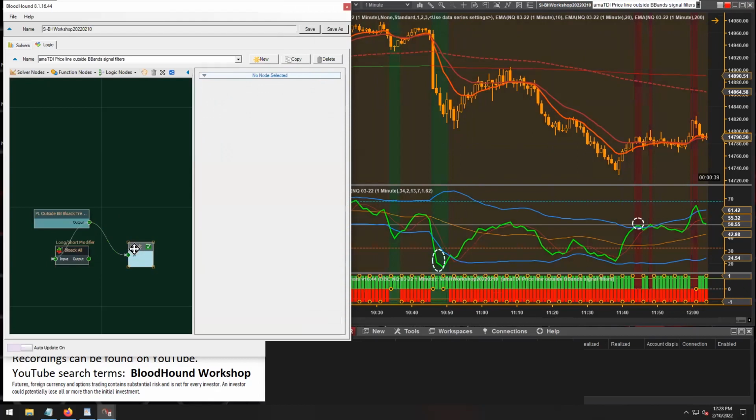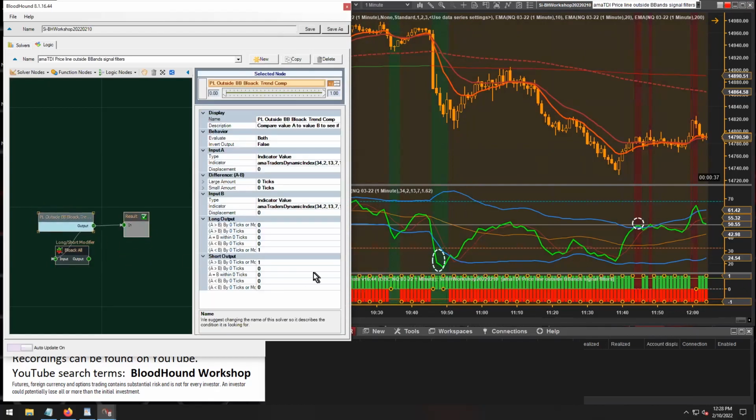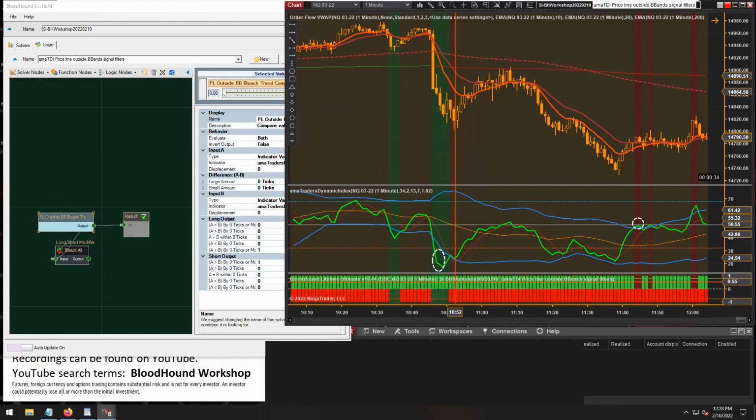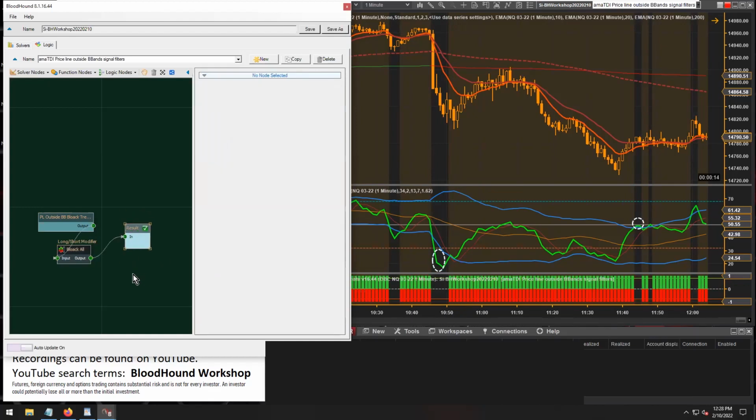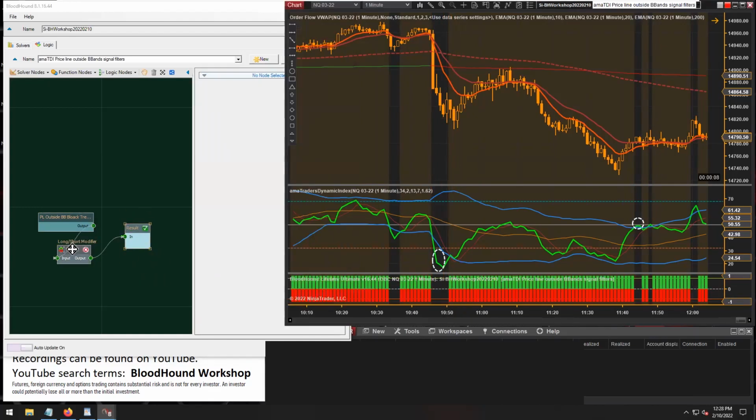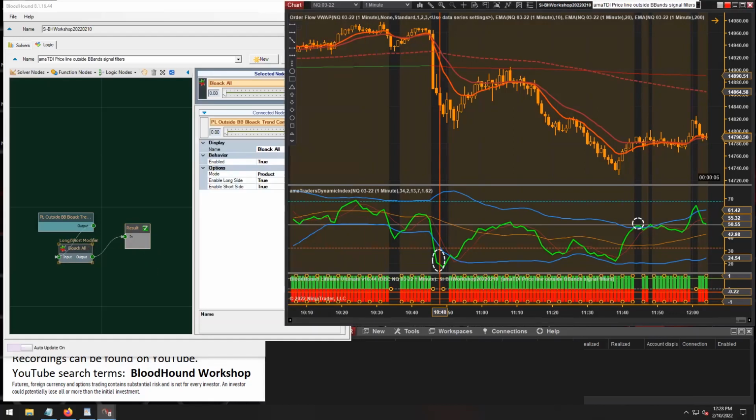So let's look at this. If we look at our comparison solver, when we have a long output and a short output at the same time on the same bar, the long short modifier is keeping the outputs when the long and short show up together on the same bar. So there we go. What comes out of the long short modifier is blocking. When there is no output, that would effectively block a long and a short signal.